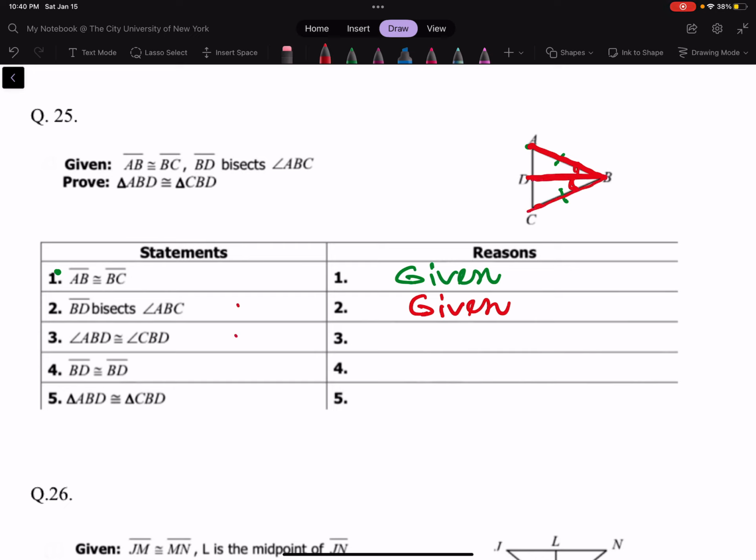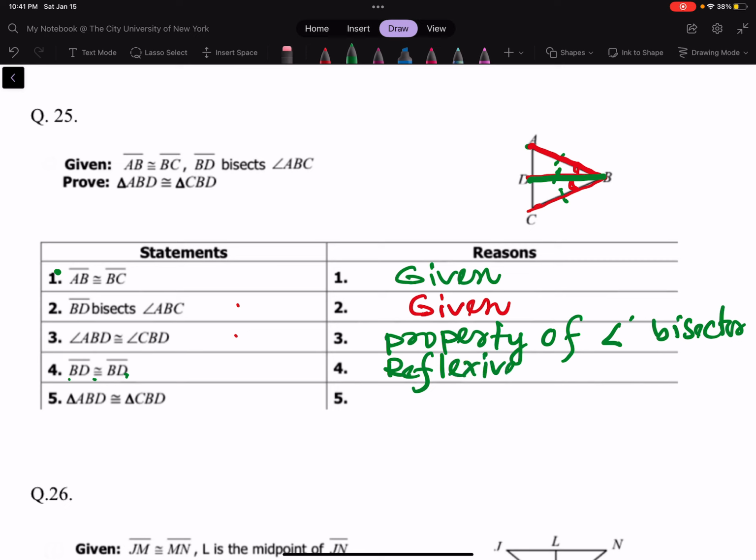So from this, we can find out the conclusion. Okay. So we say properties of angle bisector. For that reason, we can say these two angles are congruent. And then BD is congruent to BD. This BD is a common one. So why? This is because of the reflexive property.